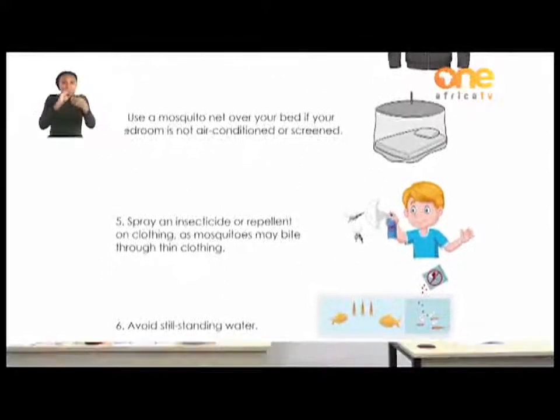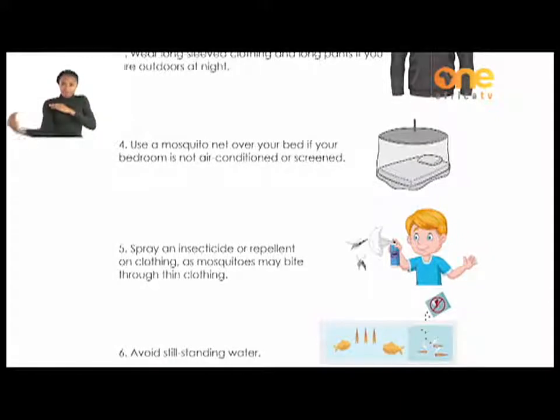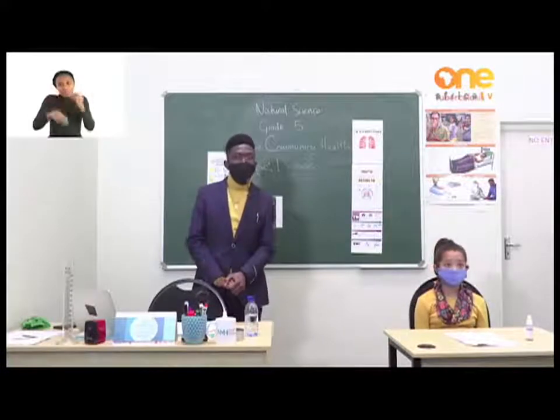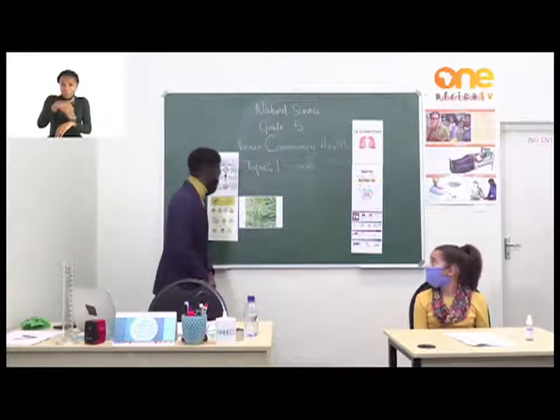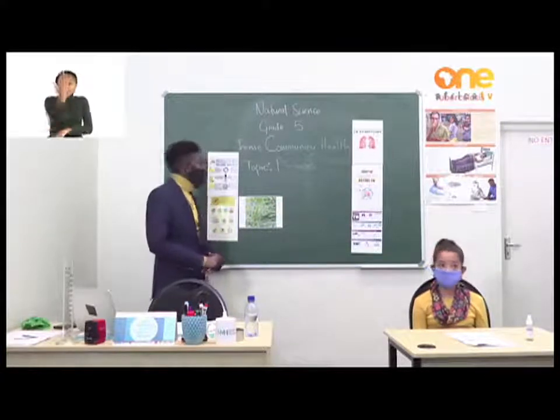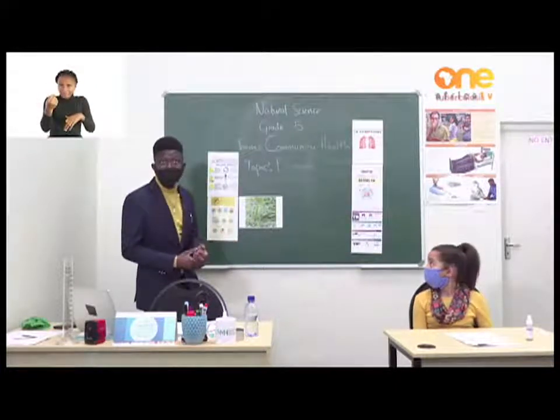Number 4, use a mosquito net over your bed if your bedroom is not air conditioned or screened. Number 5, spray an insecticide or repellent on clothing, as mosquitoes may not bite through thin clothing. And number 6, which is not last but least, avoid still standing water or moist areas. Any other prevention that you can do at home, you can use the common tree that we have at home or in our areas, the lemon eucalyptus tree, which is very common in Namibia. You can use that to also remedy mosquito bites at home.